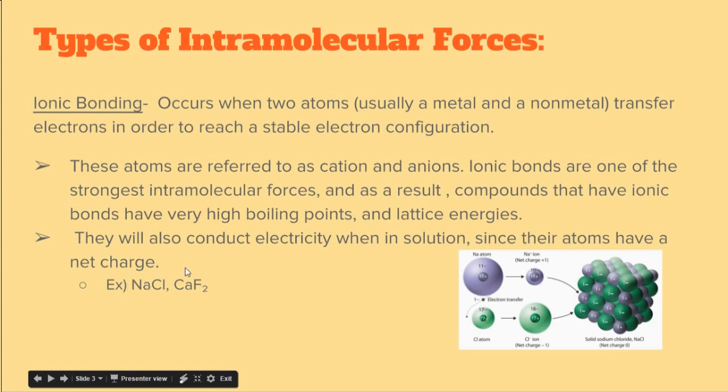An example would be table salt or calcium fluoride. Here's just what an ionic bond would look like. This is a lattice structure right here.